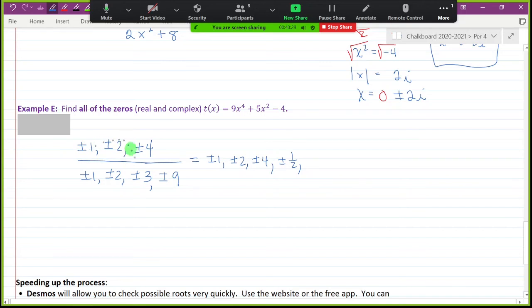Now we're going to divide everything by 3. 1 divided by 3 is 1/3. Then 2 divided by 3 is 2/3. 4 divided by 3 is 4/3. Write that down. And now finally, we're going to divide everything by 9. And now we have our list. So, okay, this is P of x. So let's go over to Desmos.